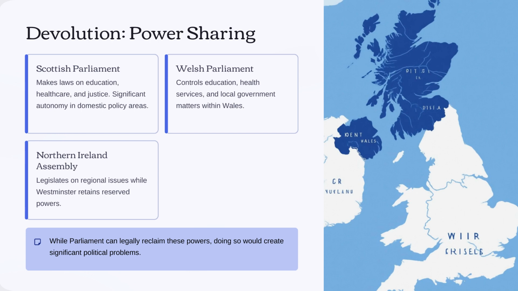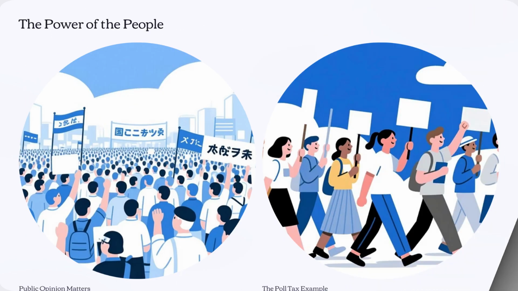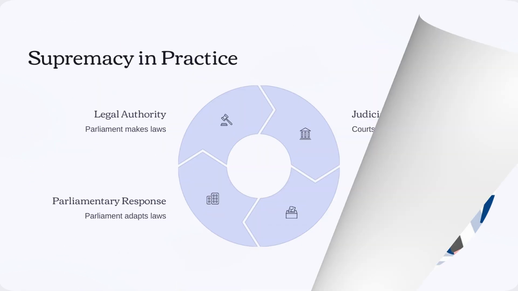While Parliament can legally reclaim these powers, doing so would create significant political problems. The power of the people. Public opinion matters. Parliament must consider democratic accountability and citizen voices. The poll tax example. In 1990, massive protests forced Parliament to cancel the unpopular poll tax.